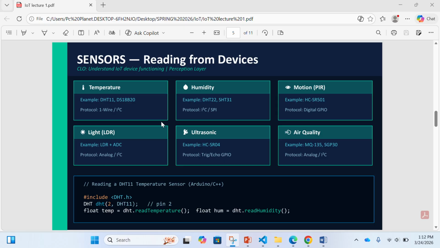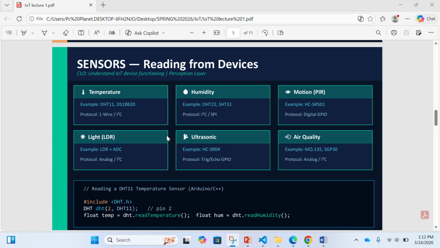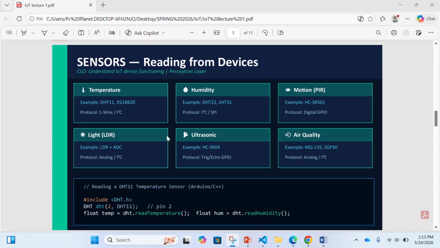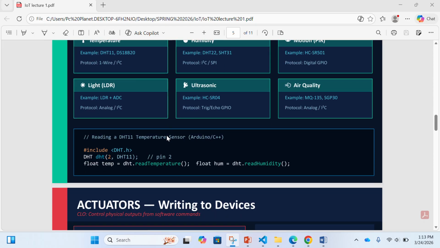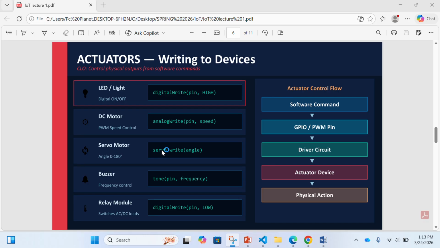I will explain these communication protocols to you in your physical classes because this concept is a bit tough to understand here. So I will skip the communication protocol slides for the time being and we will move to actuators directly. So let's move to actuators, writing to devices.